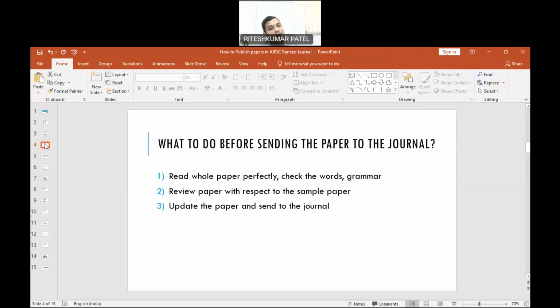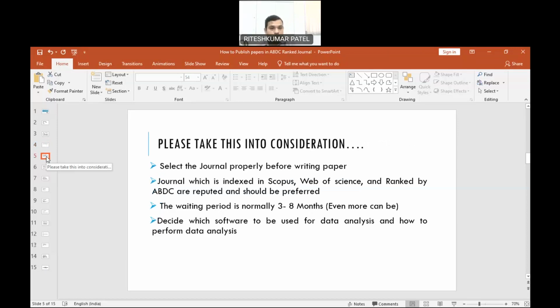See the submission requirements well. Many times a paper is rejected on the ground that it doesn't fulfill the journal requirements. You even need to see the scope of the journal, what kind of papers they are considering. Read the scope very well, and then you submit it. You need to take a few things into consideration.